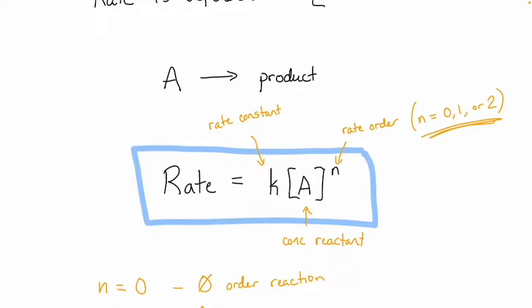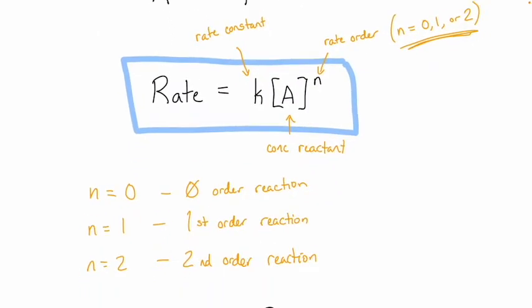Okay? But out of all the reactions that they've analyzed, it turns out that like 99% of them fall into this bucket where n is one of three values, either 0, 1, or 2. So all the reactions we're going to study are going to have those sort of rate orders of either being 0, 1, or 2. And this is what we call the order of the reaction. So if n equals 0, it's a 0-order reaction. If n equals 1, it's a first-order reaction. And if n equals 2, it's a second-order reaction.